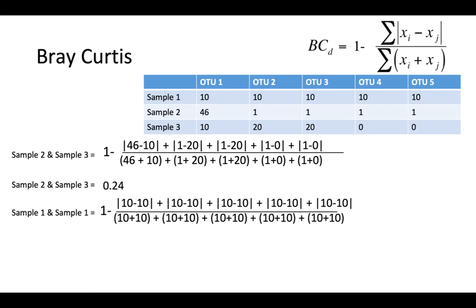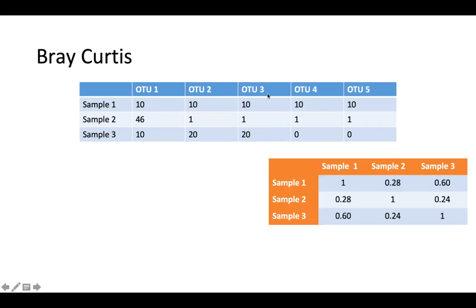We didn't do sample 1 versus sample 1, but that turns out to be 1. Sample 1 is the same as sample 1. So now we started off with this OTU table, and we calculated all of these Bray-Curtis beta diversity values, and we can put this now in this diversity matrix, or this distance matrix. We've got sample 1, 2, 3, and sample 1, 2, 3, and here are the values that we calculated.